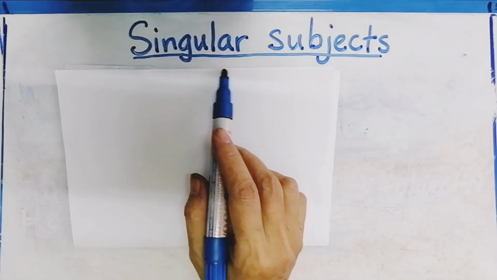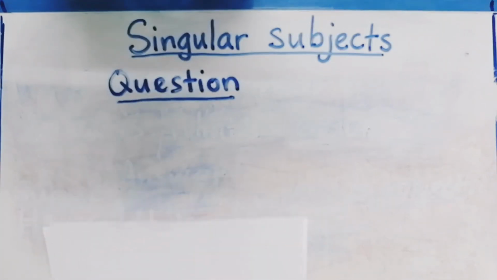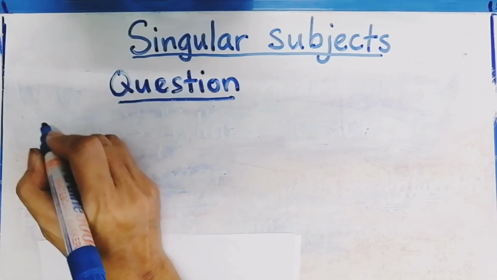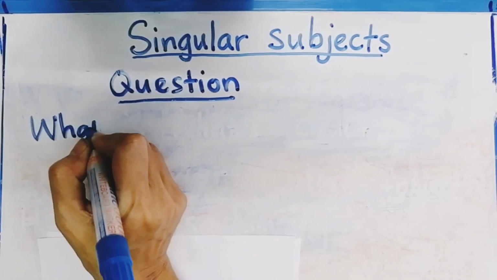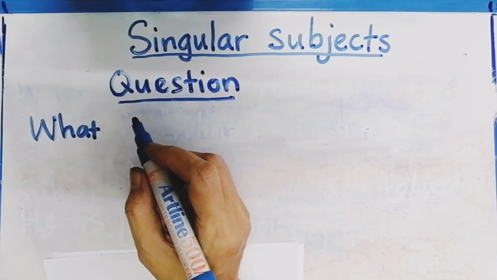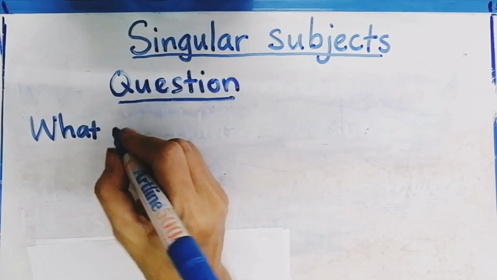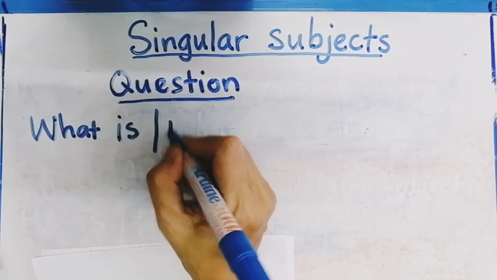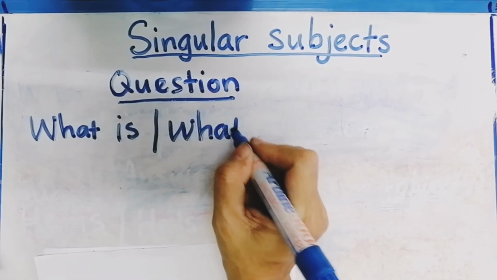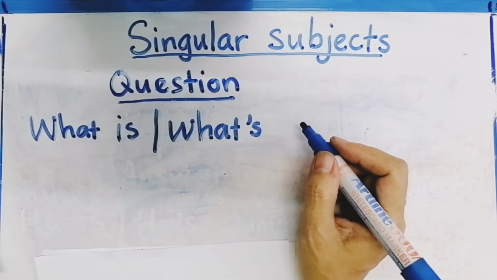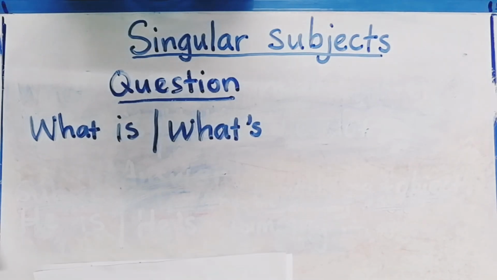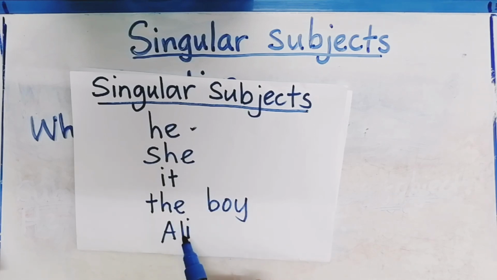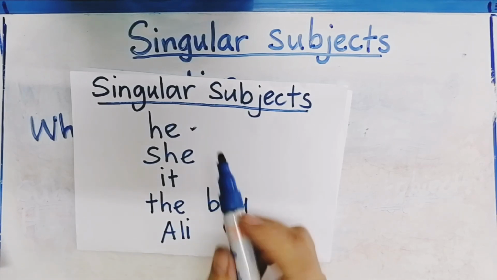Let's start with the singular subjects. First, to ask a question. Remember, begin your question with the question word what. Then the verb to be for singular subjects is. What is, or in contraction form, what's. And the subject examples of singular subjects are he, she, it, the boy, and Ali. We'll just take one example, he.